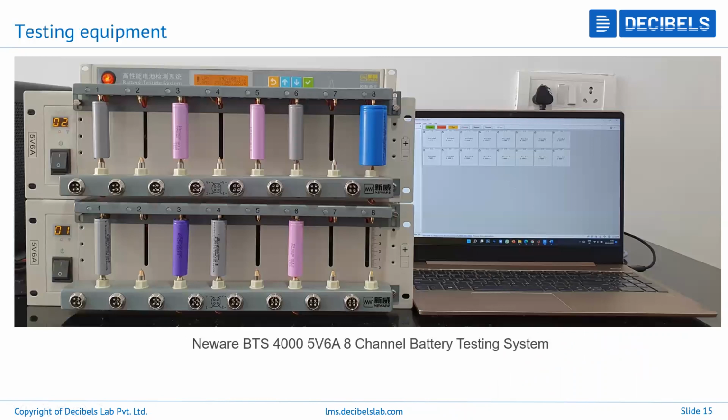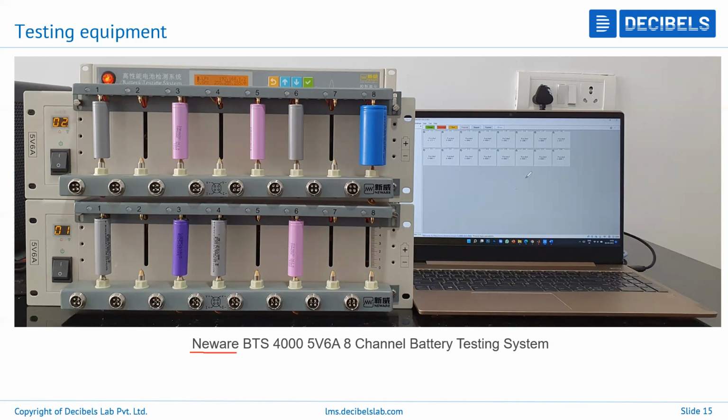Yeah. Now we'll take a look at some of the testing equipment. So here at Decibels Lab, we have this battery testing system from Newware. So you can see this is the company that has currently provided us the battery testing system. And in this, you're able to test different cell chemistries. So not just lithium ion, but even nickel cadmium or zinc cadmium and so many other types of cells.